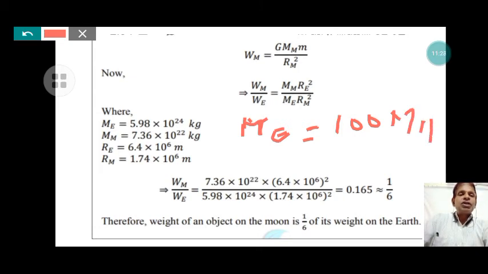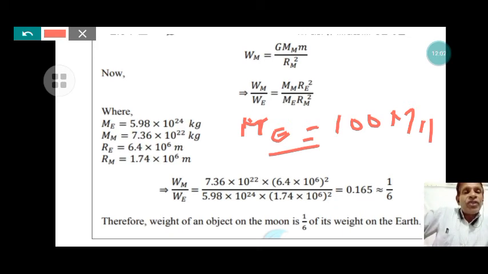Here we calculate it. The radius of the earth, R_e, is 6.4 into 10 to the power 6 meter, and the radius of the moon is 1.76 into 10 to the power 6 meter. So the radius of the earth is about 4 times the radius of the moon. Now the actual value is calculated here.